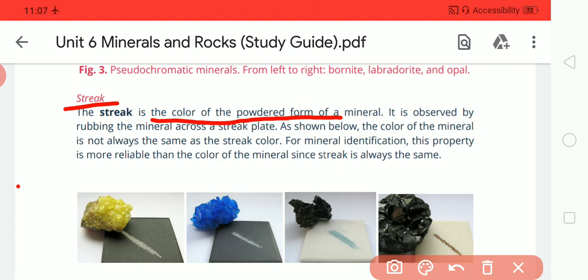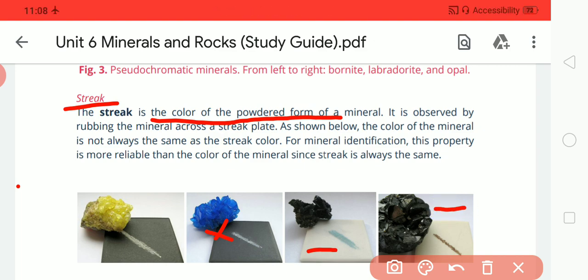Now, as shown below, the color of the mineral is not always the same as the streak color. Like for example, diba sa sulfur, we can observe in our naked eye that sulfur has actually a yellow color. Now, if we drag the sulfur mineral on a streak plate, then we can observe na para siyang may white, something like dirty white na kulay. Same also with this one. Diba? We should expect that its powdered form should be blue. But instead, in this scenario, para siyang sky blue.